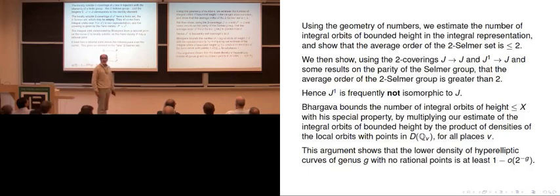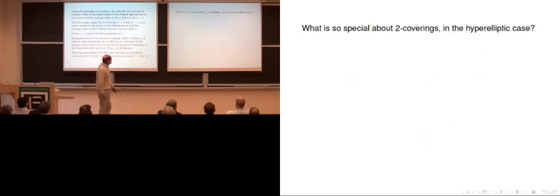Okay, now, let me finish by asking, what is so special about 2 coverings? Why are we doing all these things at the prime 2? When Manjul and Arul attacked elliptic curves in their Selmer group, they did 2, they did 3, they did 5, they even did 4. Why are we stuck at 2?